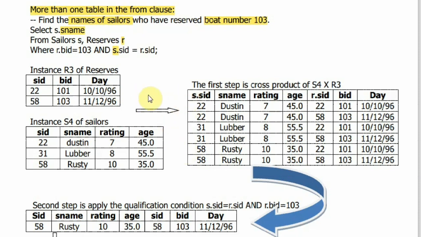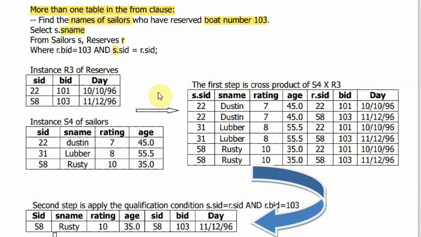Okay, fine. Now the first step, I have already discussed in the previous slide. I have shown you the conceptual evaluation strategy, how a query is evaluated. The first thing is that it will perform the cross product of the two tables involved. In the from clause I am having two tables, sailors and reserves, so it will do the cross product of these two tables. To find the cross product, we are taking the sailors table, S4 into R3, right? So take the first tuple.